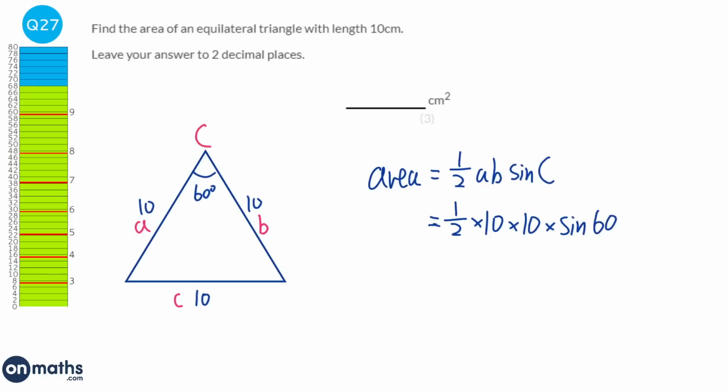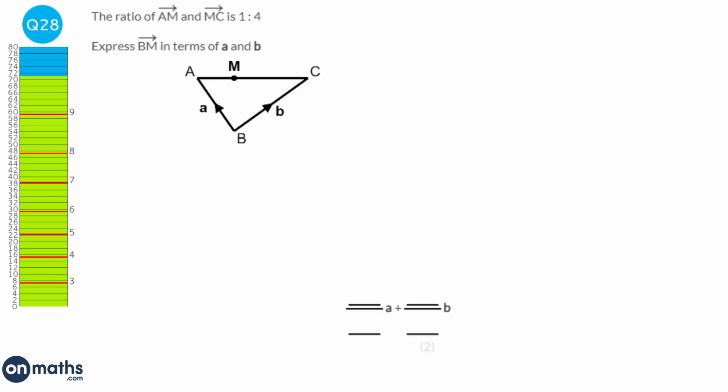So with a, b and c, it doesn't matter what you label a, b and c, as long as the angle is opposite the side with the same letter. The angles are all capital letters, the lengths are all lowercase. Okay, so let's put that into our calculator, and we get the answer of 43.301... It wants it to 2 decimal places, so that is 43.3.